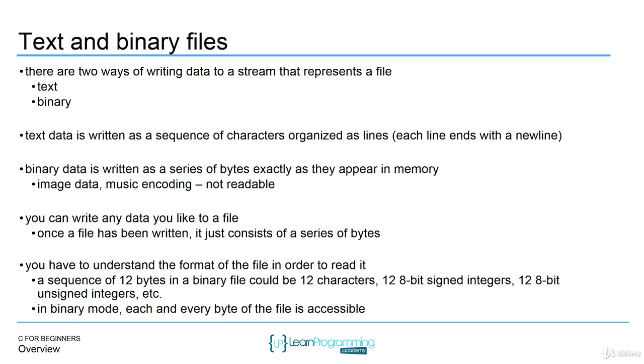So a sequence of 12 bytes in a binary file could be 12 characters. It could be 12 8-bit signed integers or 12 8-bit unsigned integers. Binary files are especially tricky because they just store what's as they appear in memory. So in binary mode, each and every byte of the file is accessible. But in order to read something from a file, you have to understand what's in there as far as data and how it's stored. And it may depend on what system you're running on, and it's going to also depend whether it's text or binary.